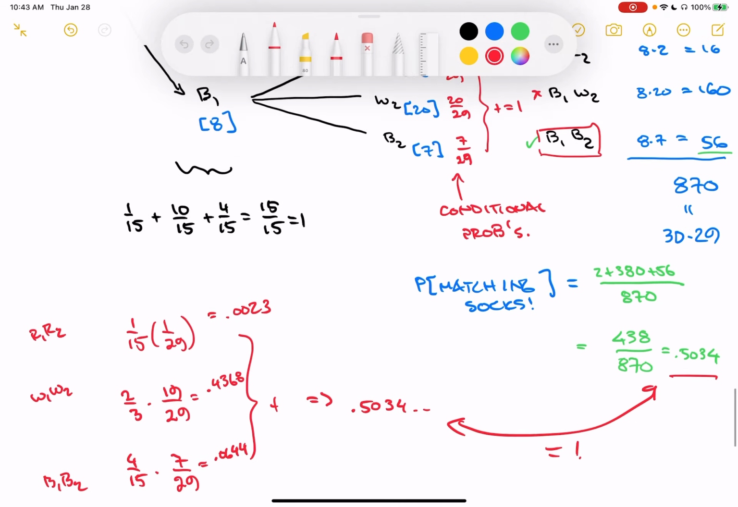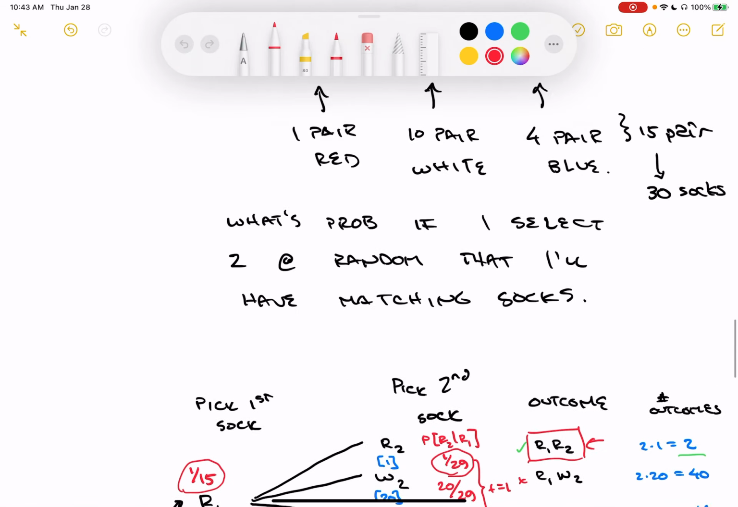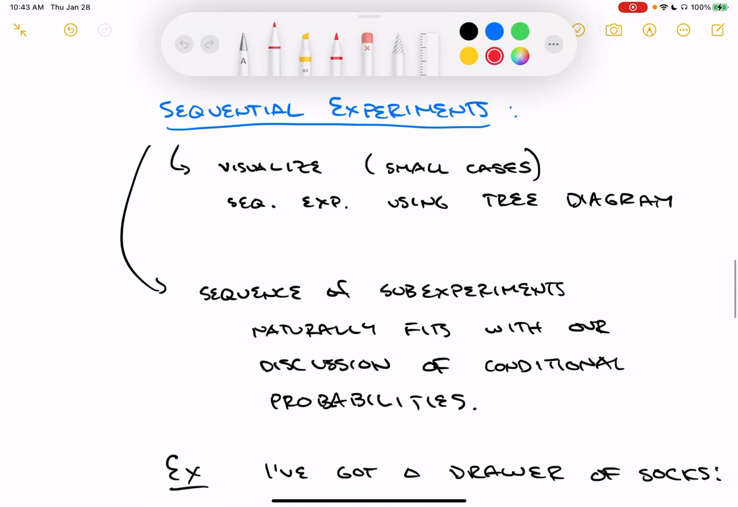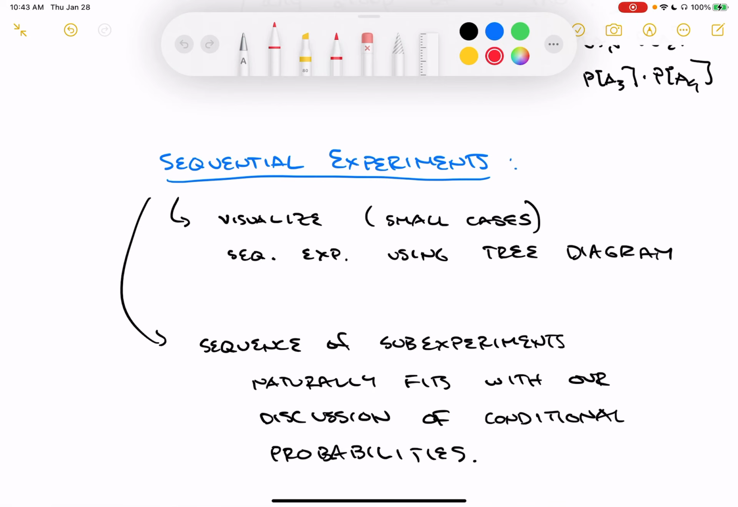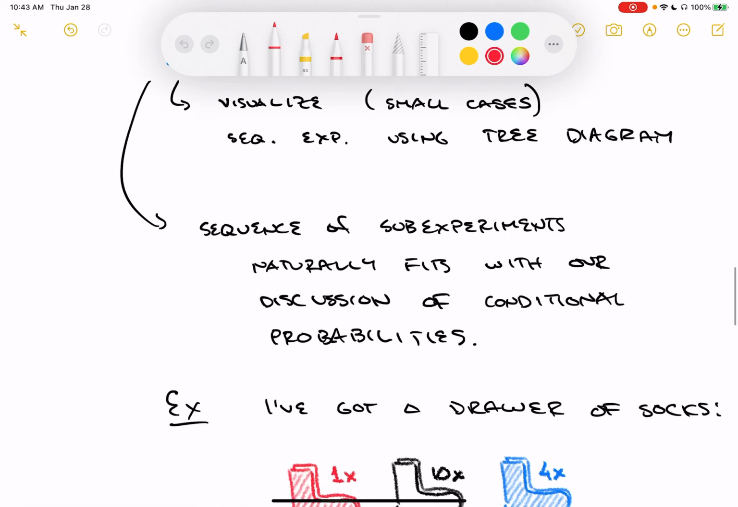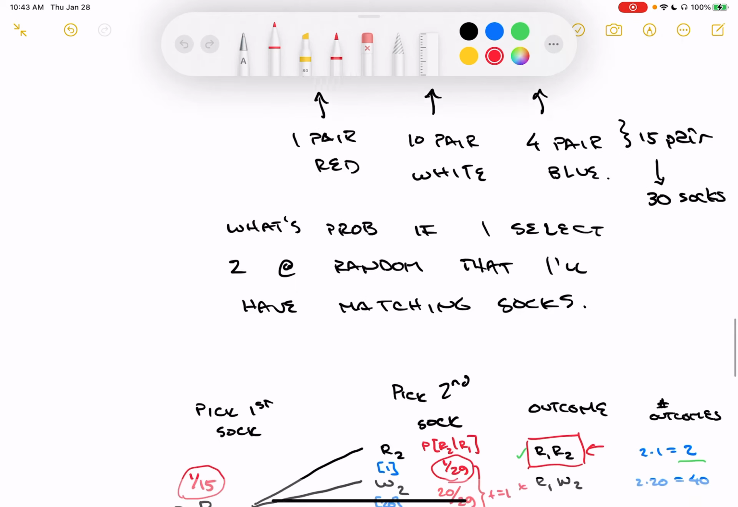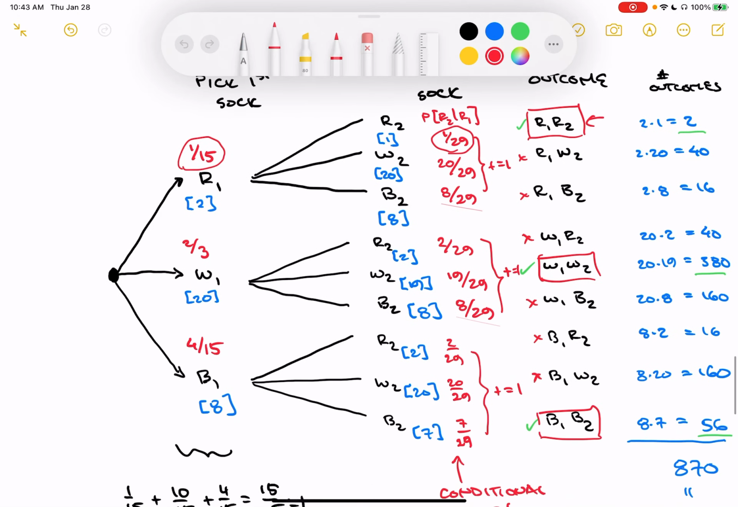So what have we gotten out of all of this? We've just introduced this idea that there's something called a sequence experiment. A sequence experiment is a collection of sub-experiments, one that follows another, to help us visualize these experiments and the way they interact and the way we can compute probabilities. It's oftentimes advantageous to use something called a tree diagram. That tree diagram we illustrated with this sock example where we picked one sock and then followed that with picking a second sock.